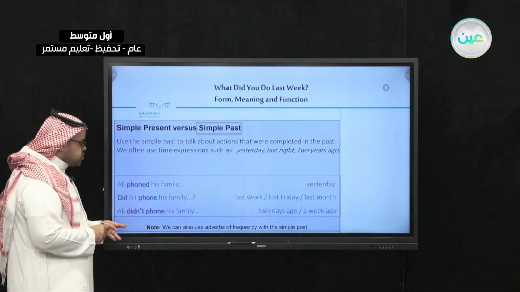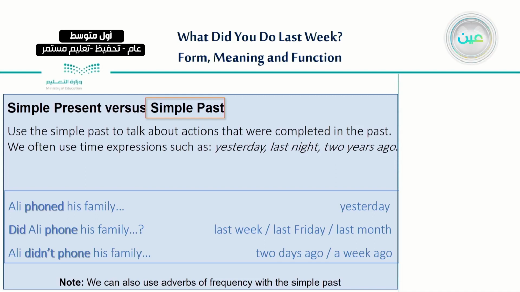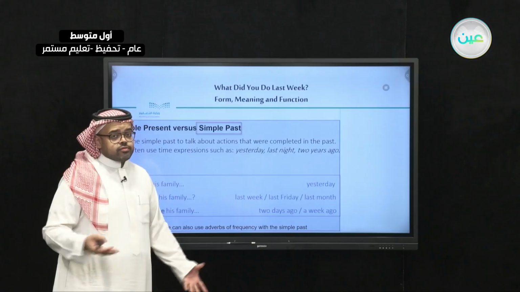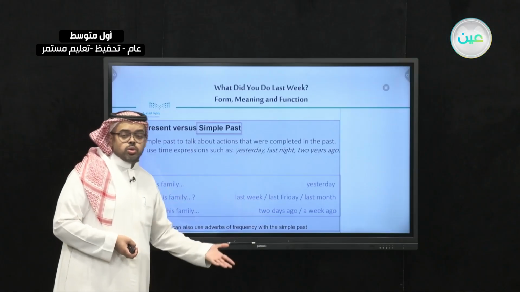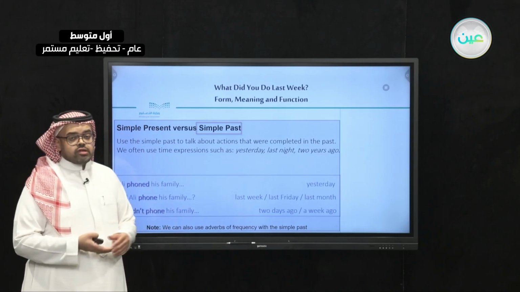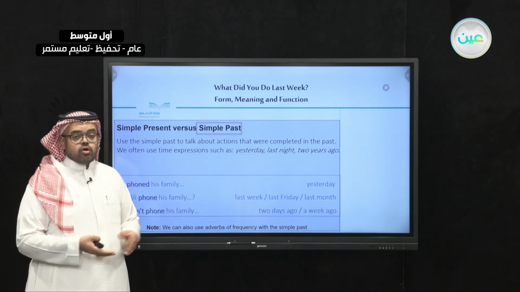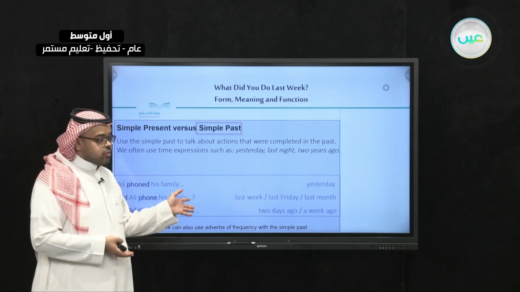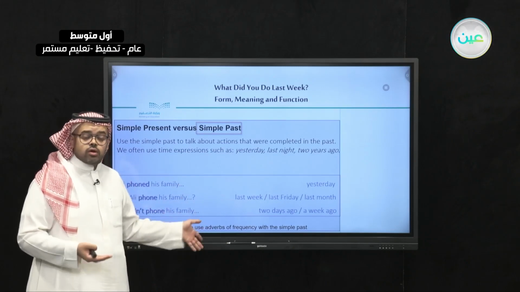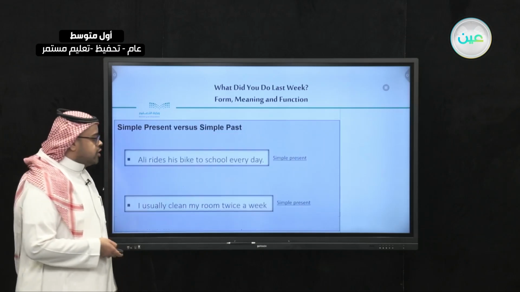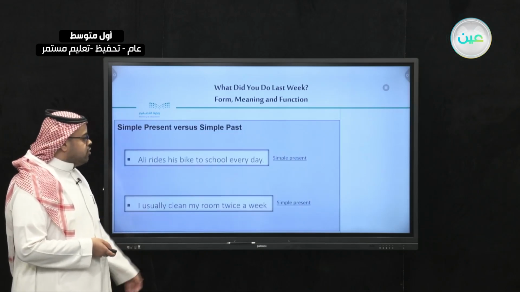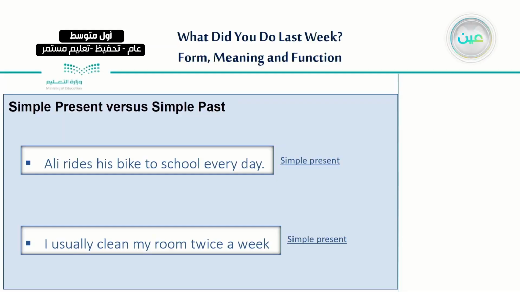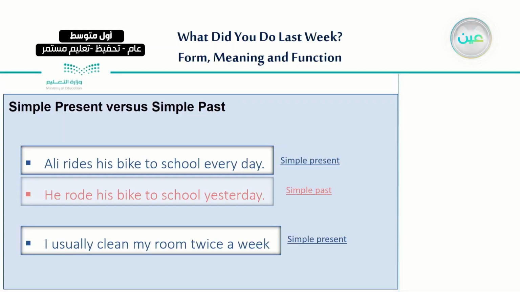And here is an important note that we can also use adverbs of frequency with the simple past. We can use the adverbs of frequency like usually, sometimes. We can say, for example, I sometimes phoned my family last week. So we can also use them in the simple past. So here I'm going to show you 2 sentences. The first one is in the simple present and the second one in the simple past.